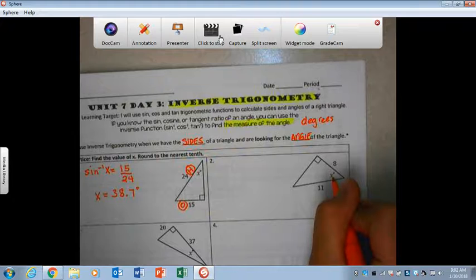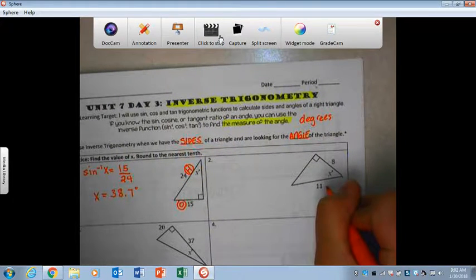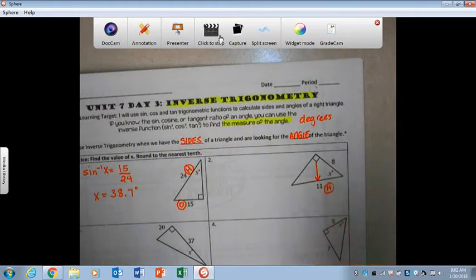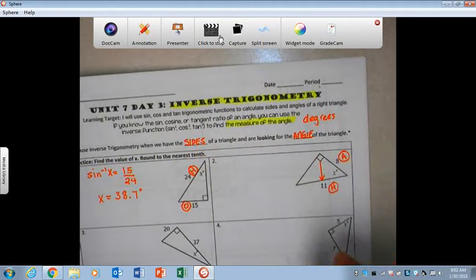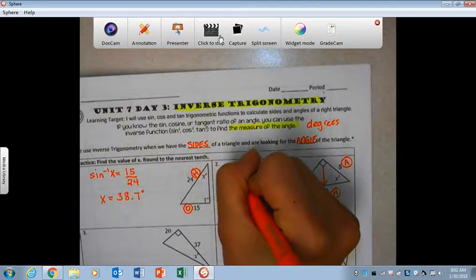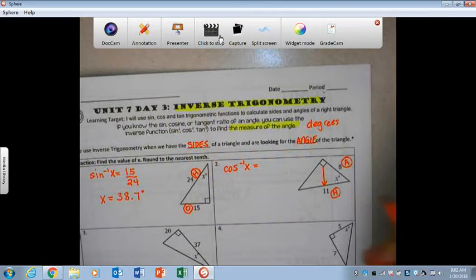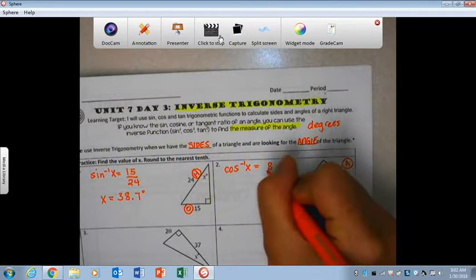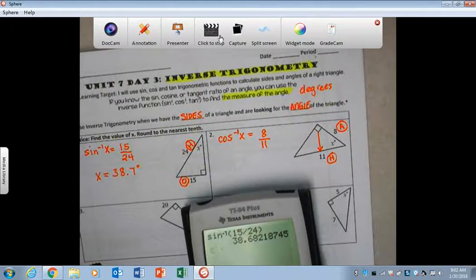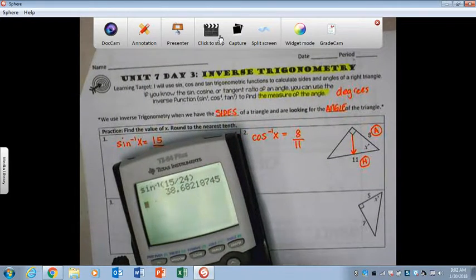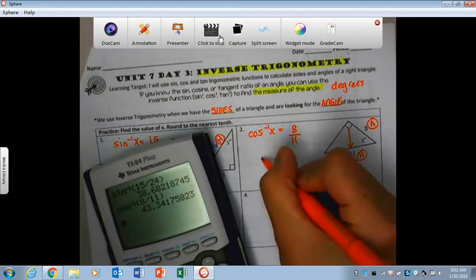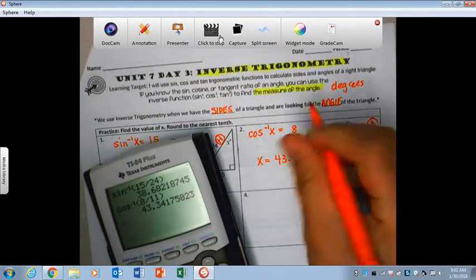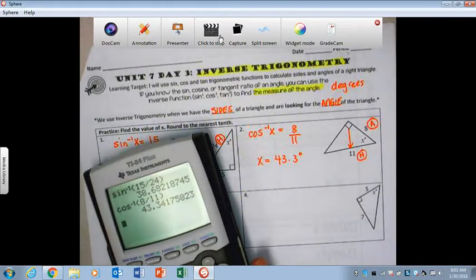Alright, next one, number 2. Alright, here's your angle of reference. Okay, this is your hypotenuse, again opposite from the 90-degree angle, and x is going to be adjacent. Okay, so now what trig ratio is that? That is going to be cosine, inverse cosine of x equals 8 over 11. Okay, so again in your calculator you are going to put second cosine 8 over 11, close the parentheses, and then you have x equals 43.3 degrees.